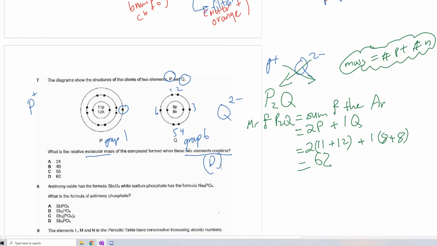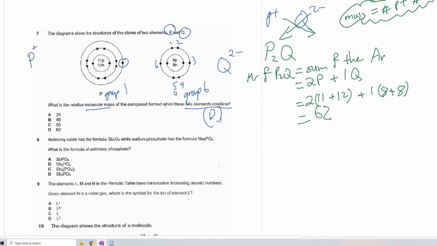Okay, let's move on to question 8. Antimony oxide has the formula Sb2O3, while sodium phosphate has the formula Na3PO4. What is the formula of antimony phosphate? Okay, let's take a look at antimony oxide first.